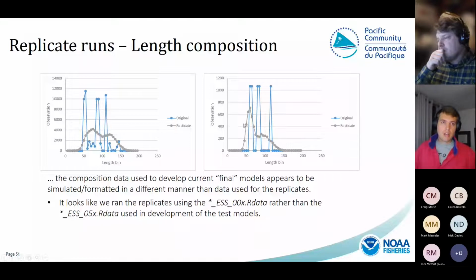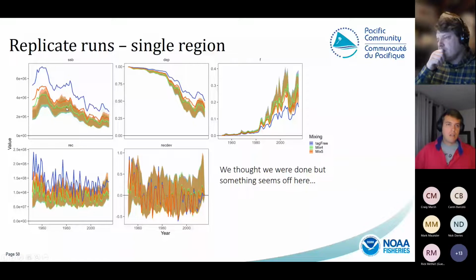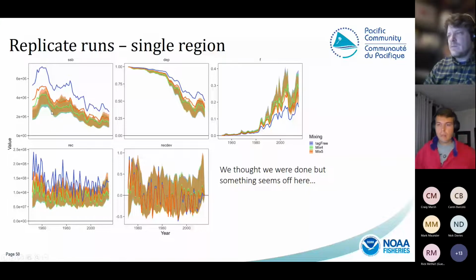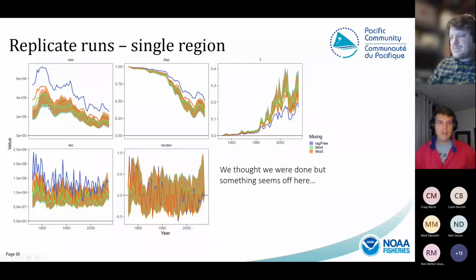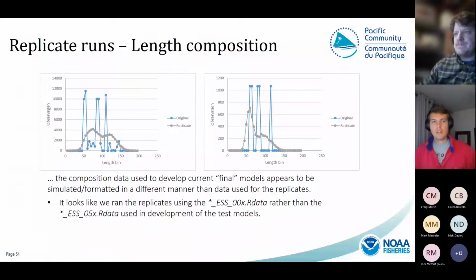So looking back here, you see that there is quite a bit of a difference between the models with the different treatment of tagging data. When we used those replicates that had the really high sample sizes of that length composition data, the length comps just totally overwhelm the model, and you don't really see much difference between the different model runs that had the different treatment of tagging data. So we need to revisit this, at least correct it. But that is why you're not going to see replicate results for the single region or the 4-region model, because we thought we were finished, but it turns out we did it wrong.